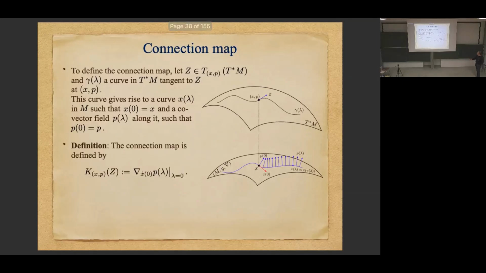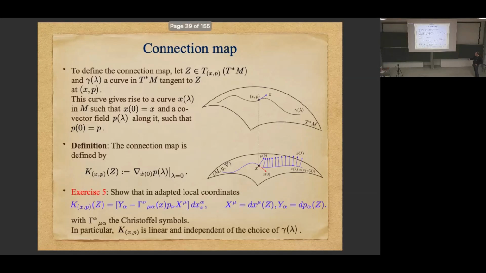Now the connection map is defined as follows. You take this field p(lambda) and you take the covariant derivative with respect to the Levi-Civita connection on the space-time, in the direction of the tangent vector to the blue curve. So this gives you another vector, and that is called K at (x, p) of Z. Okay, that's how it's defined. And now that's the next exercise.